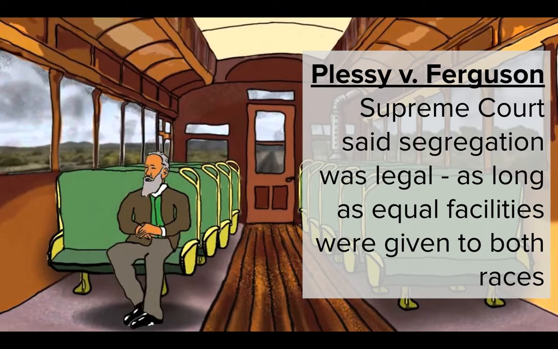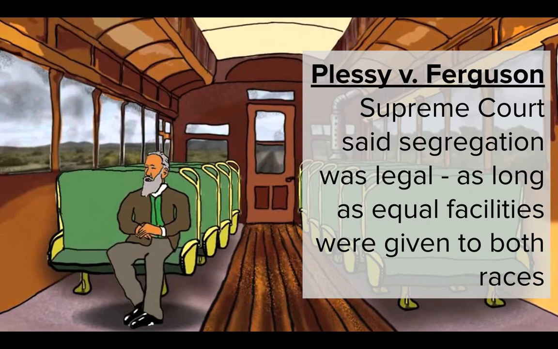Plessy versus Ferguson is the court case that said it was totally legal to segregate based on race. And so the context of this case and how it came to be was this man, kind of shown here. His name is Plessy, Homer Plessy. He challenged the rules. He was on a train, and there was a car for Black people and a car for white people.